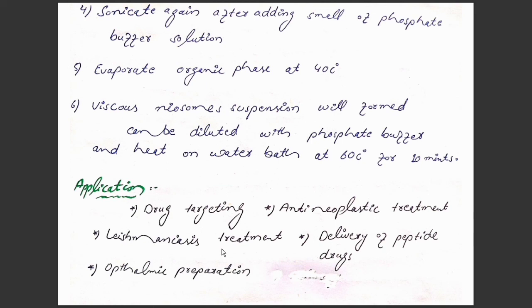In leishmaniasis treatment, we can also use the Niosomes, and we can also use the Niosomes in the delivery of peptide drugs. Peptide drugs are large molecular drugs made up of protein, like growth hormone, which is included in the peptide drugs. We can also use the Niosomes for ophthalmic preparations. So this was all about the Niosomes.